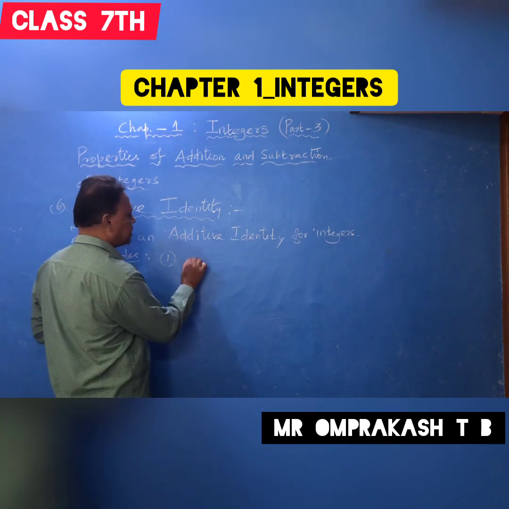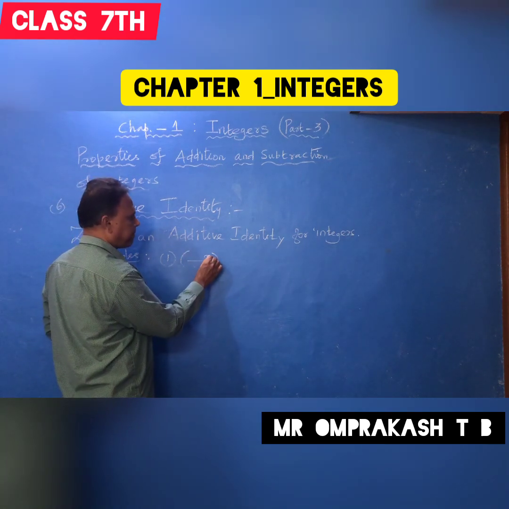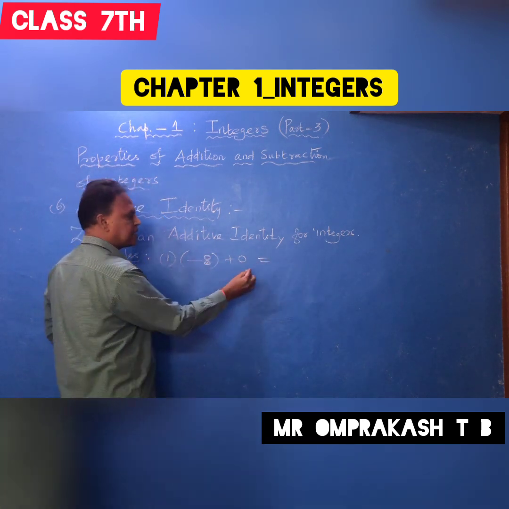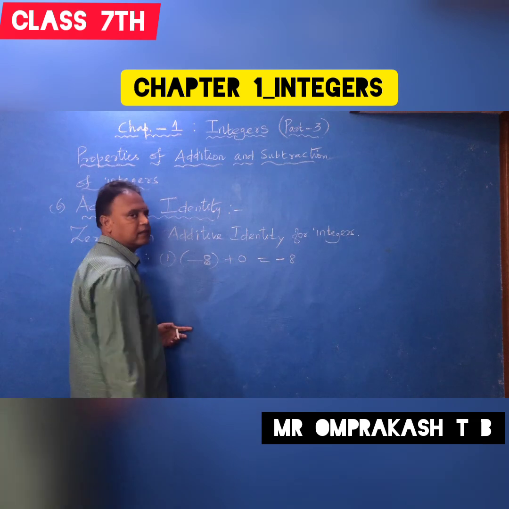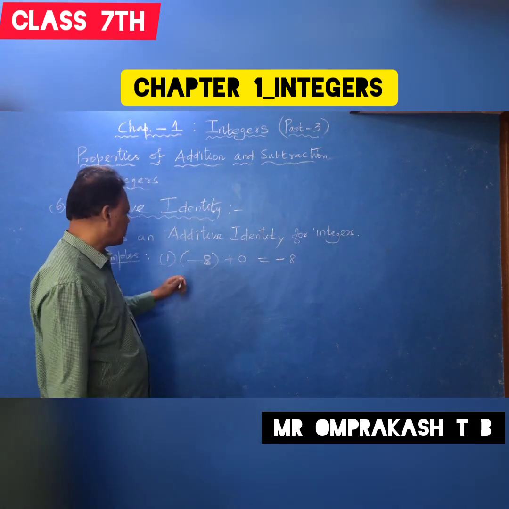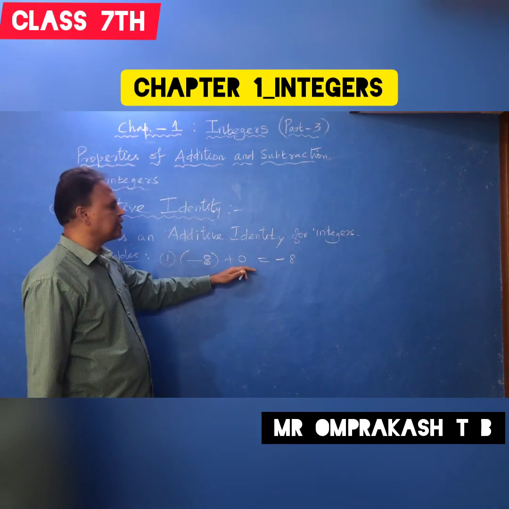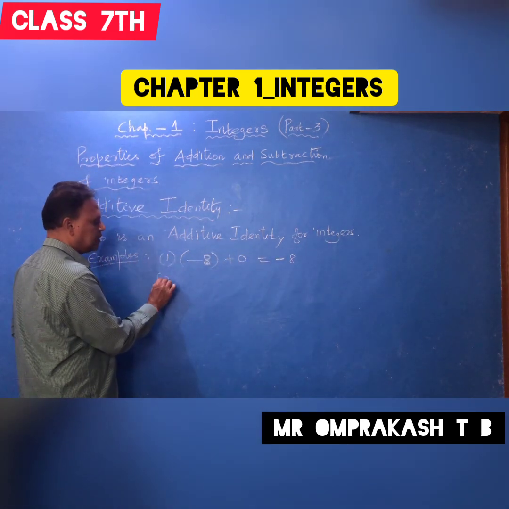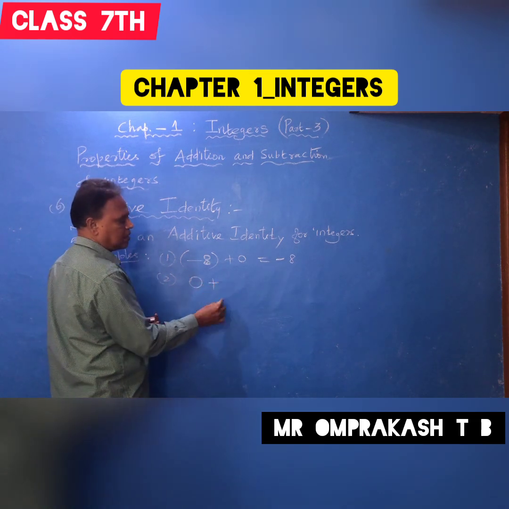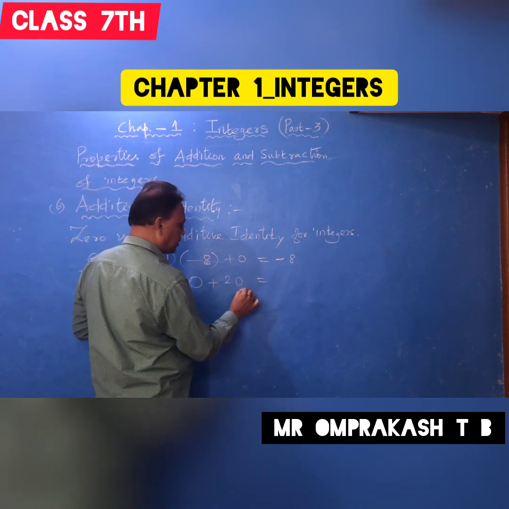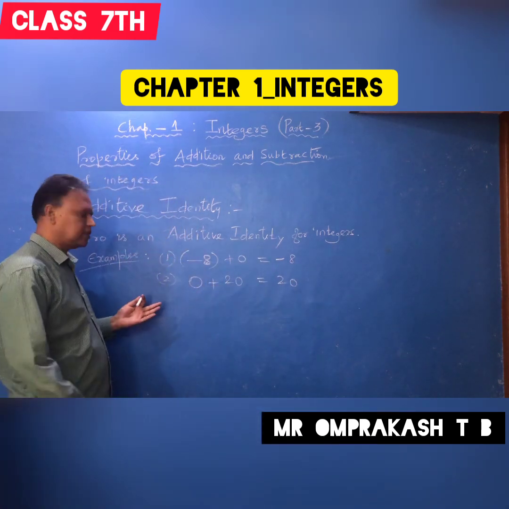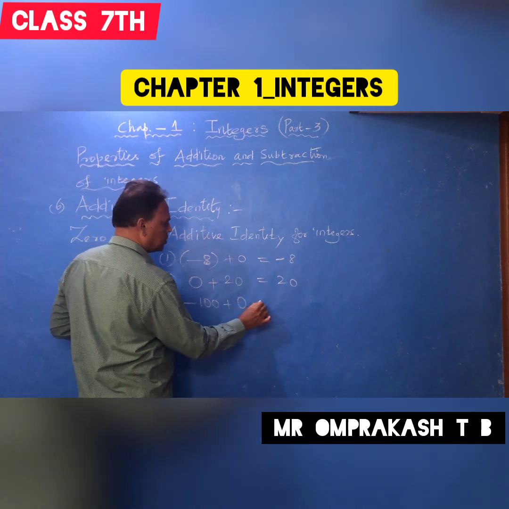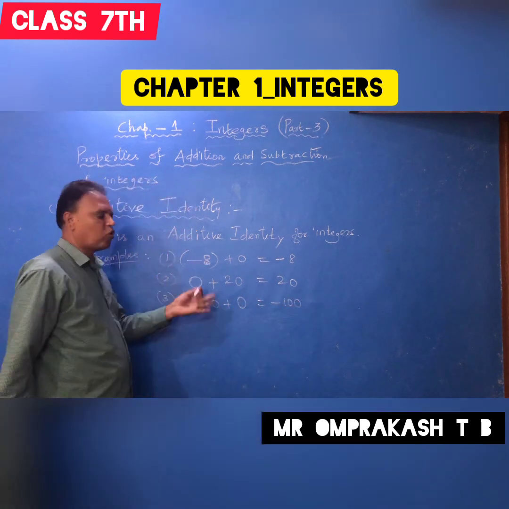You see, minus 8 plus 0. What will you get? Minus 8. The same thing you will get. Minus 8 is also an integer. Okay. Taking one integer and adding it with 0 means the same thing you will get. So 0 is the additive identity. Clear? Like this, or 0 plus 20 is what? 20 again. Clear? Minus 100 plus 0 is minus 100. So like this, so many examples you can write.